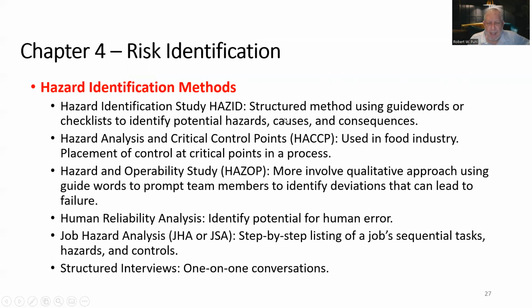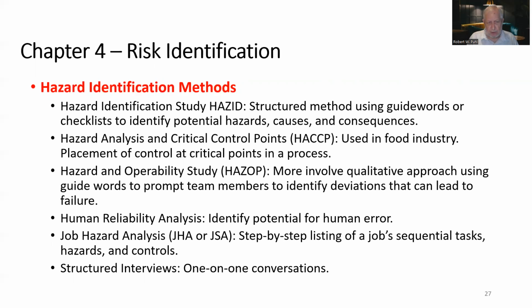Hazard identification study: a structured method using guide words or checklists to identify potential causes and consequences, with hazards, causes, and consequences. Hazard analysis and critical control points, HACCP. It's used in the food industry: placement of controls at critical points in a process. HACCP is very common in the food industry.